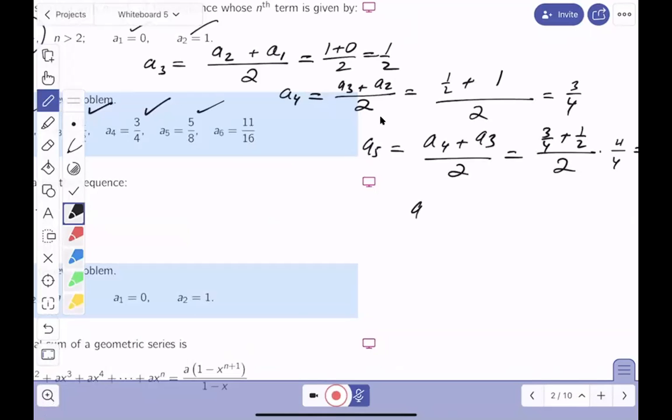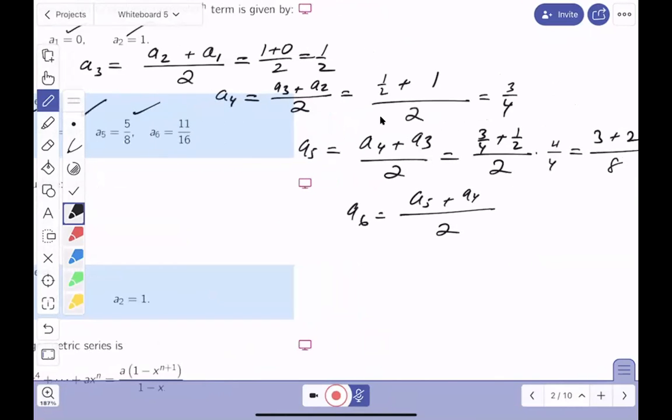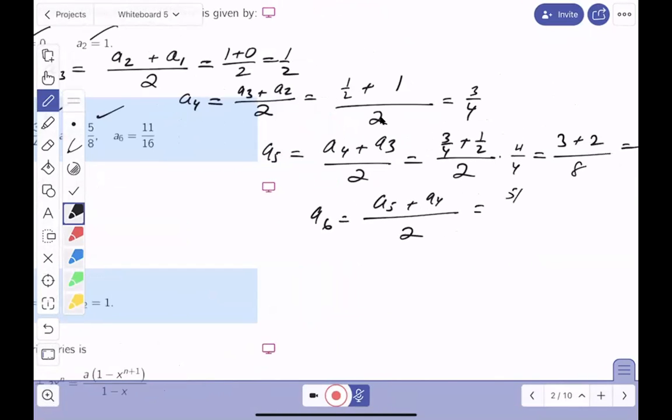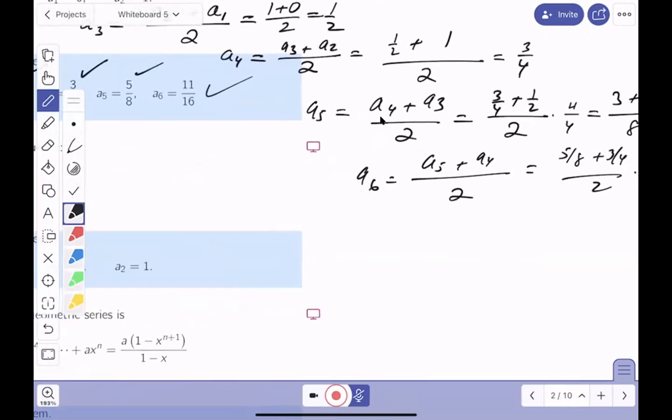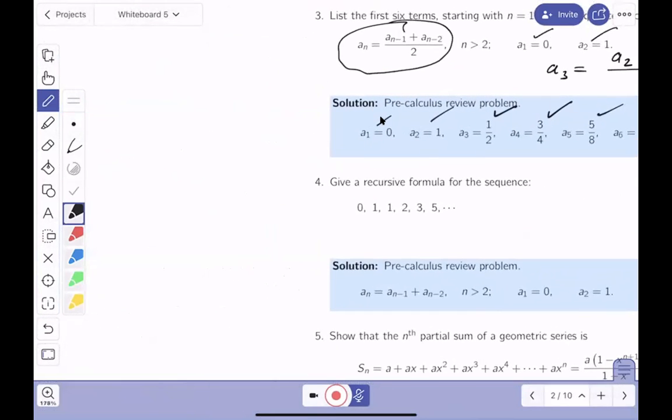All right, let's put down A6 now. What's that going to be? A5 plus A4 over 2. Well, that's going to be, again, a little bit easier now. So it's going to be 5/8 plus 3/4. Hang on, let's multiply top and bottom by 8. 16 at the bottom. 5 plus 6, which would be 11/16. Let's see how we did. Bingo, not so bad. That's recursive, okay?